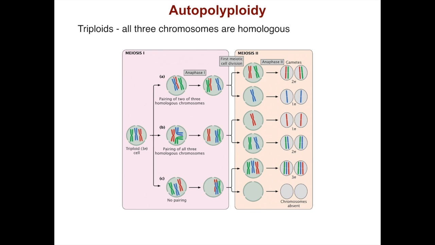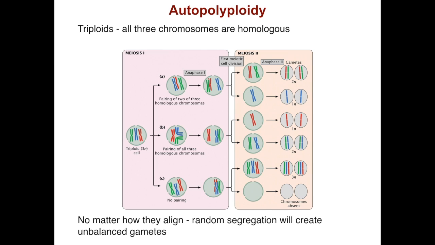So for triploids, all 3 chromosomes are homologous. No matter how they align, random segregation will create unbalanced gametes by the end of meiosis 2, including some gametes that are completely missing the chromosome. So you can get 2N gametes, 1N gametes, and 3N gametes, or gametes that have no chromosomes at all.